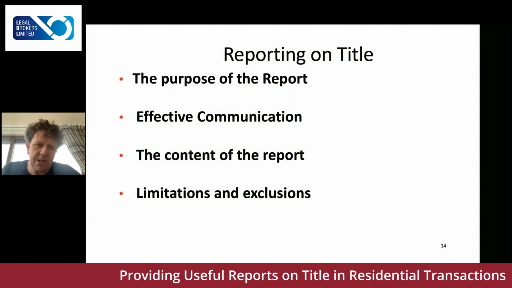So the client understands the significance of what we're saying to them, not just what we're saying to them. Our report on title can limit and exclude liability. But again, that's subject to the caveat that I mentioned earlier about scoping the retainer. We have to be clear about what our due diligence process involves, about what we've done and what we've not done. And that's where our report on title has to be consistent with our engagement letter and scoping the retainer.